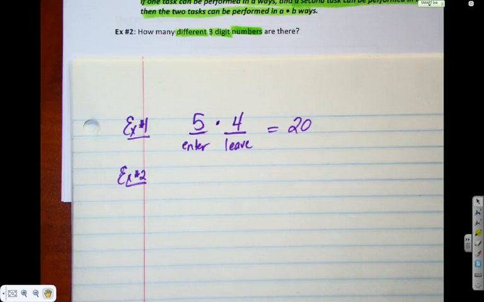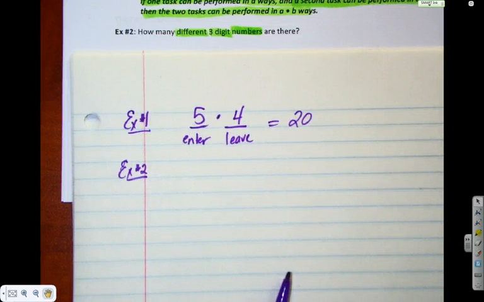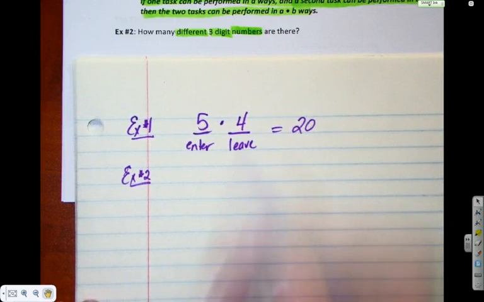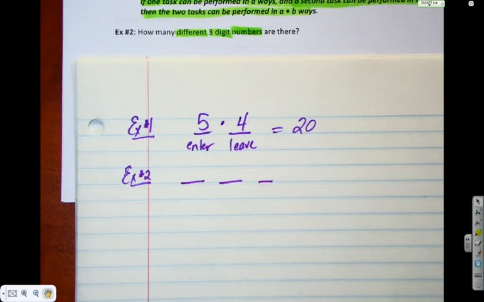So how many digits are there in the world? Well, let's count. 1, 2, 3, 4, 5, 0. There are 10 digits. If you didn't know that, write that down. There are 10 digits, 0 through 9. Digits make up numbers. Okay. I'm going to put 3 blanks representing the 3 digits in the number.